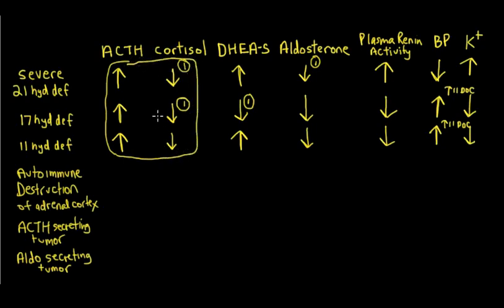A problem in making cortisol, and because of lack of negative feedback, an increase in ACTH. These three enzyme defects are part of a family of disorders called congenital adrenal hyperplasias.